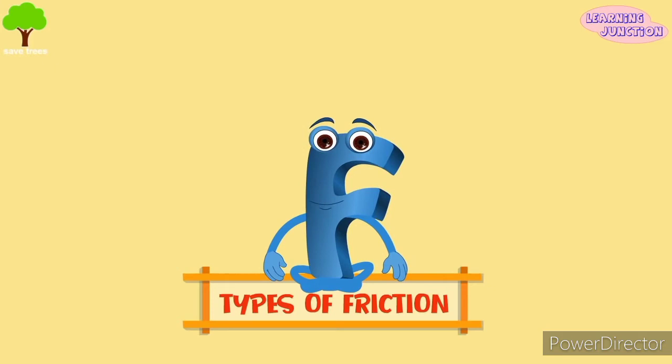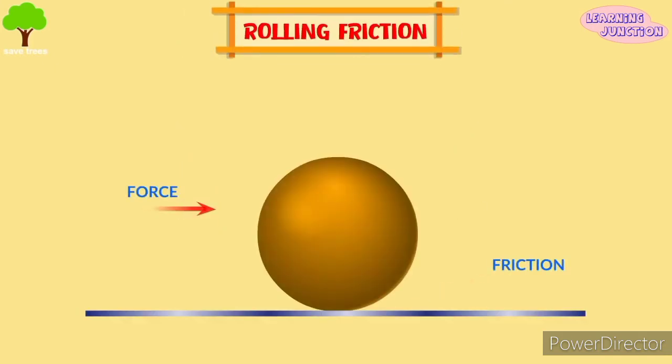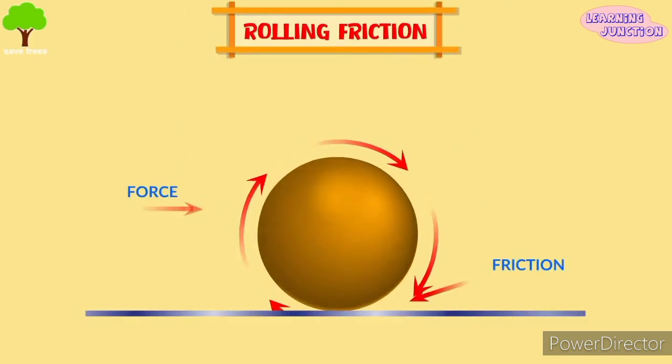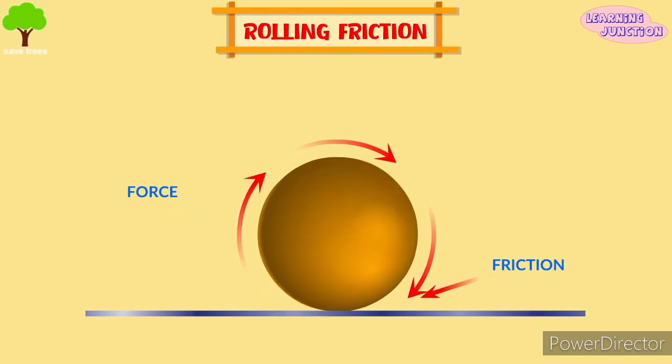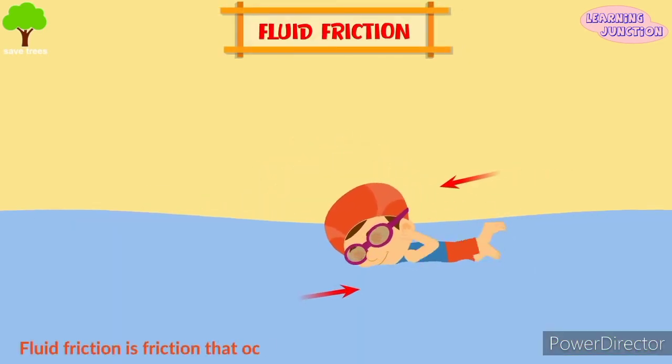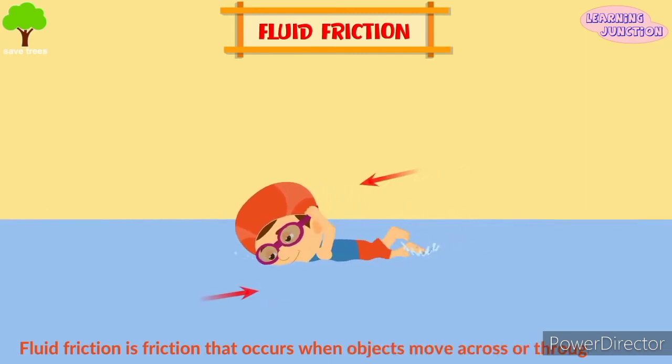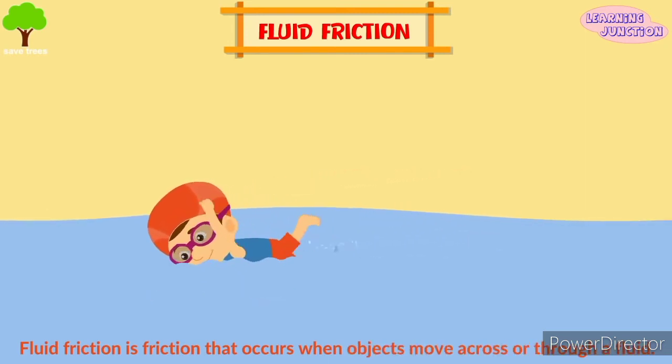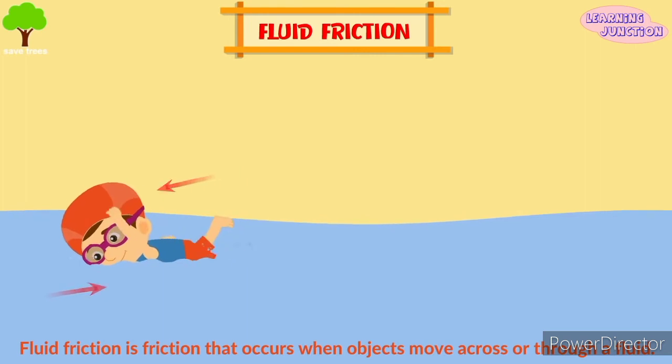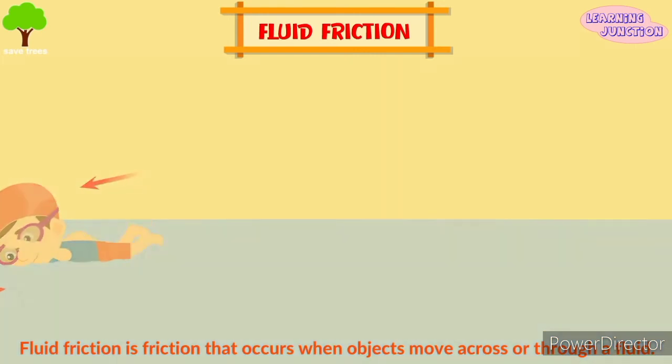types of friction. Rolling friction. Rolling friction occurs when a round surface like a ball or wheel rolls over a surface. Fluid friction is friction that occurs when objects move across or through a fluid. An example is swimming, between the swimmer's body and the surface of the water.